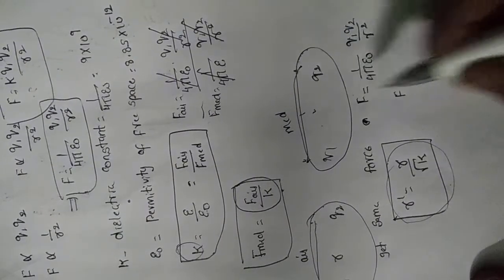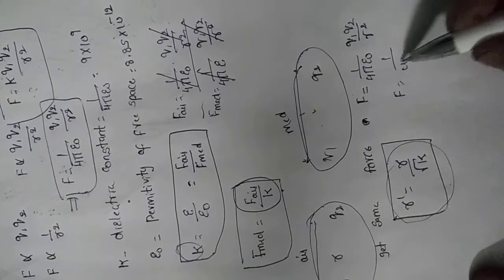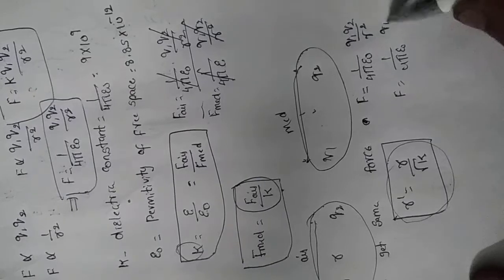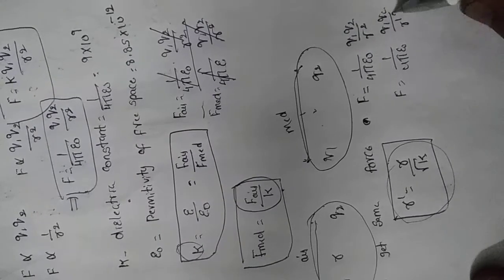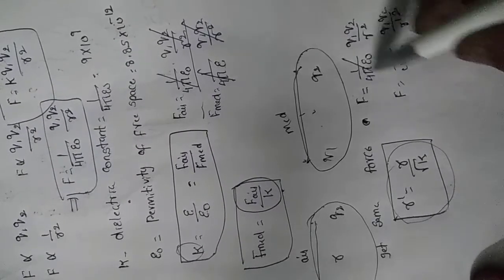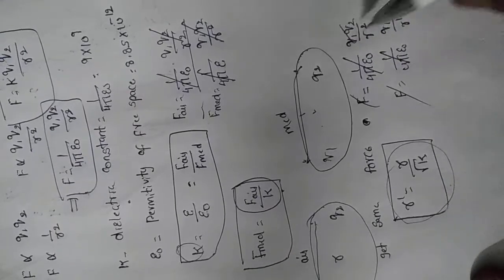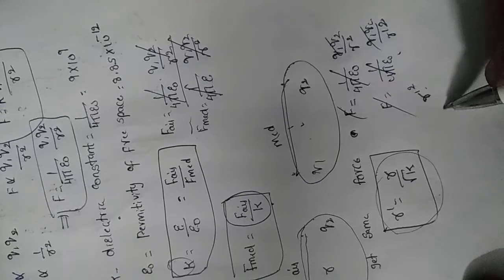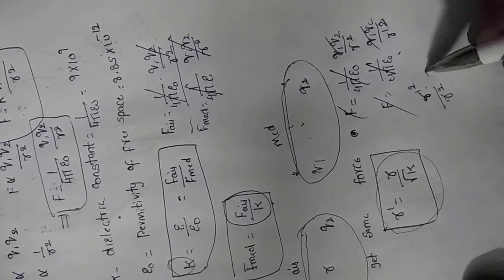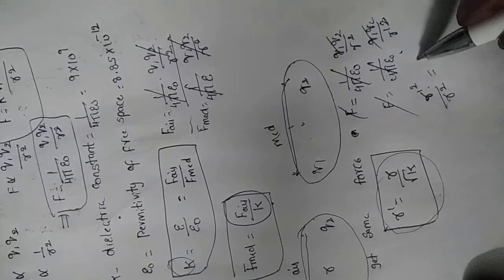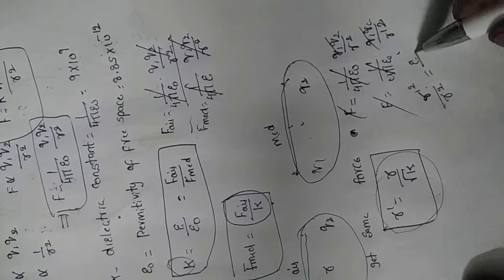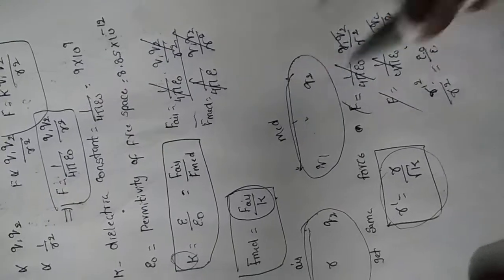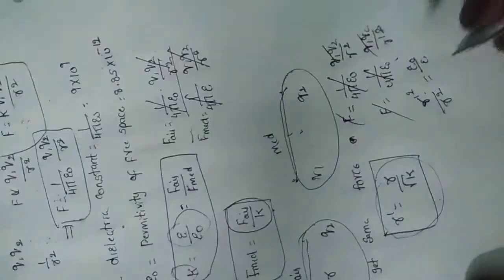In a medium also we get the same force, no? Yes. F = 1 by 4 pi epsilon naught Q1 Q2 by R dash square. Because both are the same, if you divide, these two cancel, these two cancel. What is the remaining? R dash square by R square is equal to epsilon naught by epsilon. Reverse, no? So what is reverse? K, right?